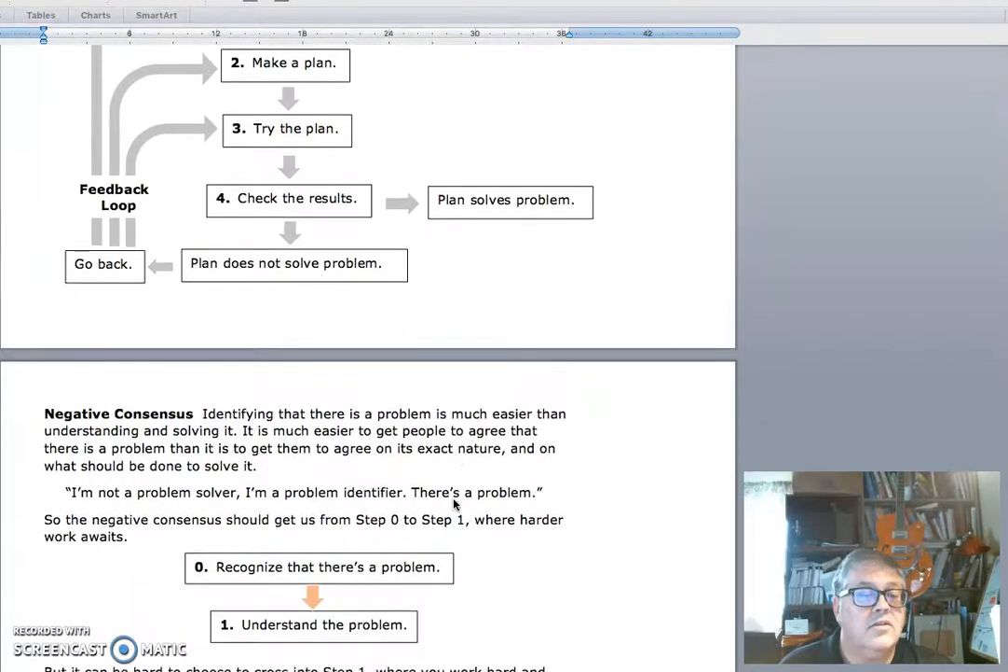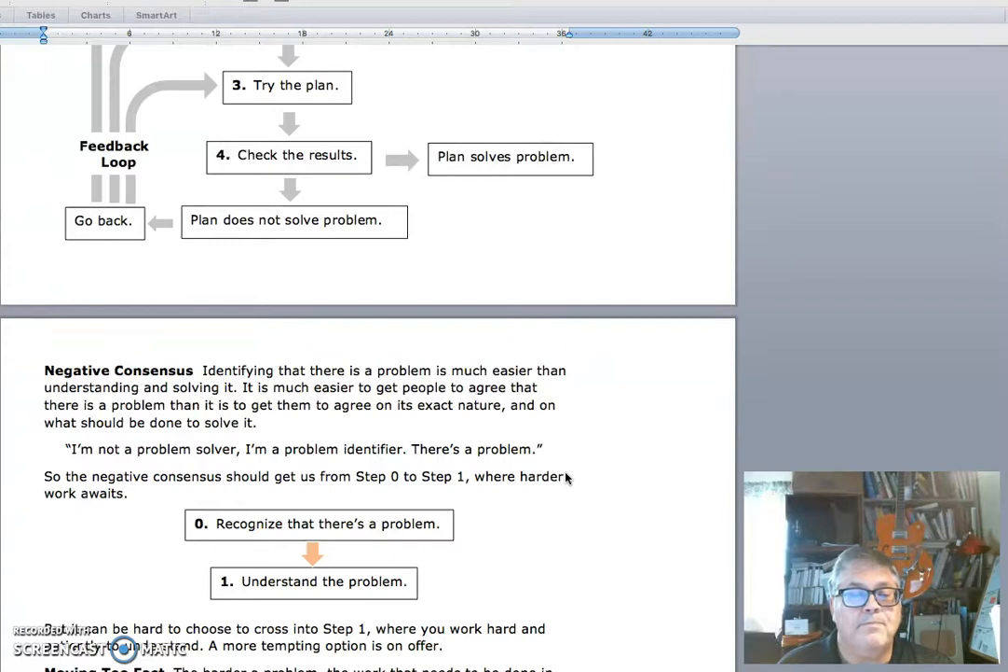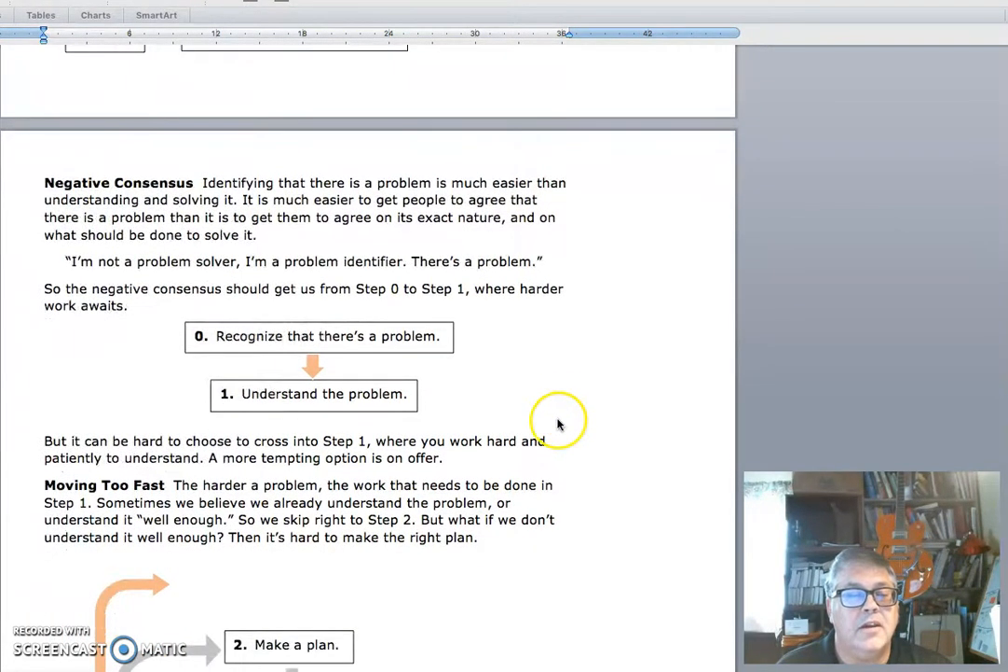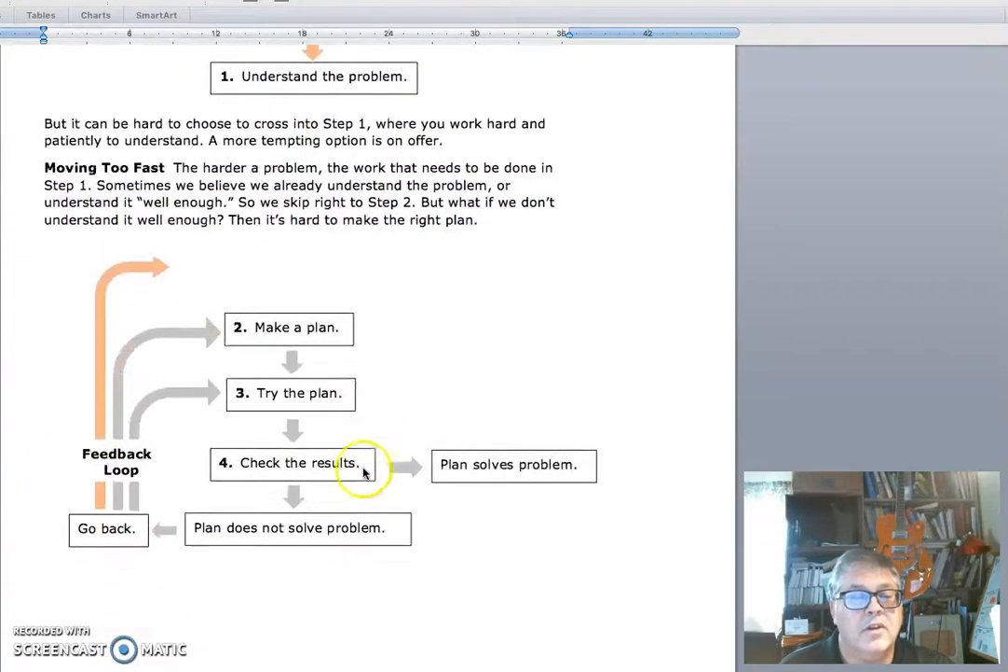Okay, a negative consensus. Here's the thing. Identifying that there's a problem is much easier than understanding it and solving it. One thing that we might do is recognize that there's a problem, but not want to try and understand it. We think we already understand it. We're fine. We know enough. So we might move too fast. And if we move too fast, we end up at step 2 instead of at step 1. Then you could be stuck in a loop, getting lousy results and not being able to go back to understand the problem so that you can cycle through and solve it.